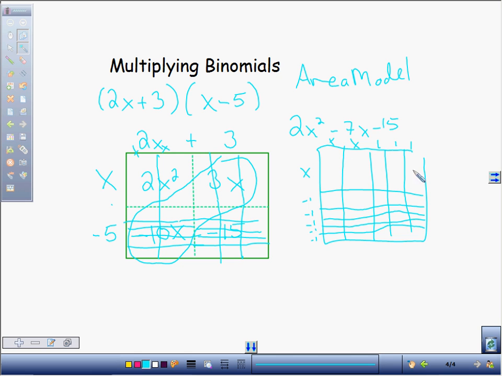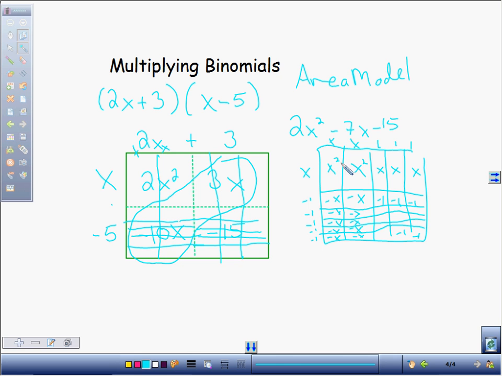Each box has its own value. Here, x times x gives you an x squared, and x times x gives you an x squared. 1 times x is x, 1 times x is x, 1 times x is x. And this is negative 1 times x, so that's negative x, repeated across the boxes. You can see why I don't like doing this method, because it takes a lot of space. And all of these are 1 times negative 1, so all of these in here are going to be negative 1s.